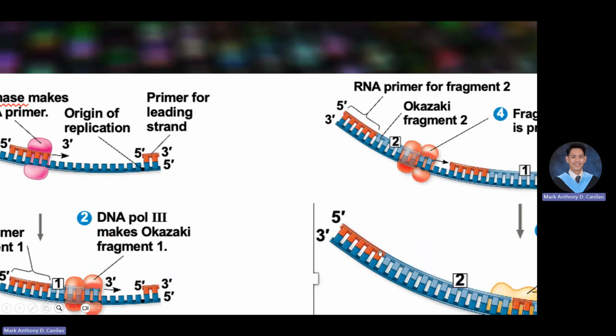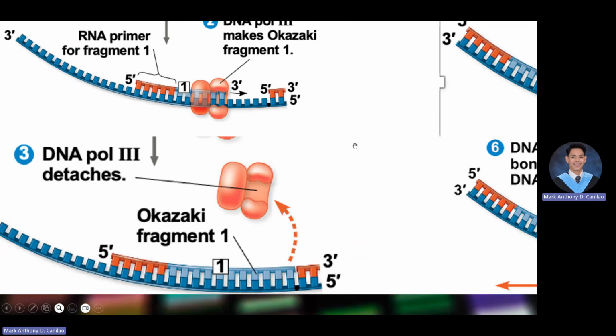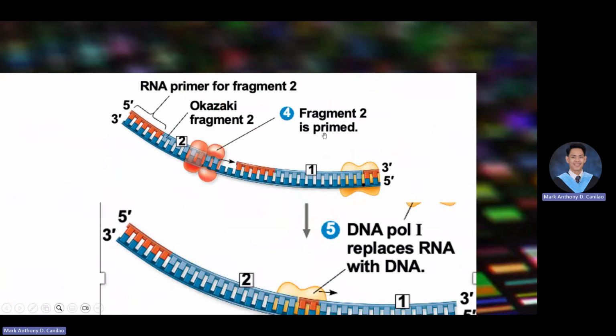Next, after that, this is what we call the Okazaki fragment. Again, DNA polymerase 3 adds nucleotide bases based on complementary pairing, and this forms an Okazaki fragment. For the next part in the lagging strand, fragment 2 is again primed. So that means, after primase creates an RNA primer, again, what happens after? The Okazaki fragment 2 is again formed with the help of DNA polymerase 3.